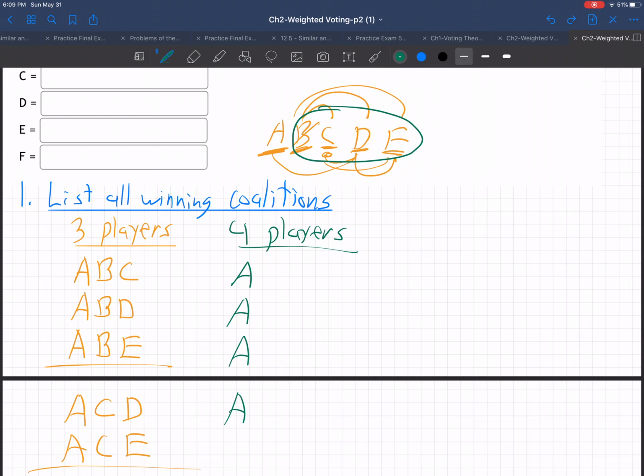So who would the 3 others be? Well, if we're going to use 3 others out of these 4, that means we're going to leave 1 person out. So let's just do that systematically so we don't miss anything. Let's just leave them out one at a time. Let's leave out E.